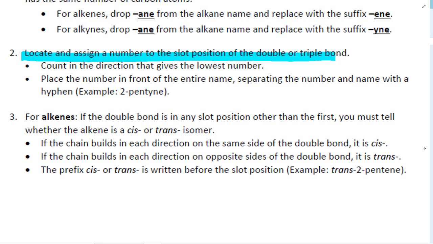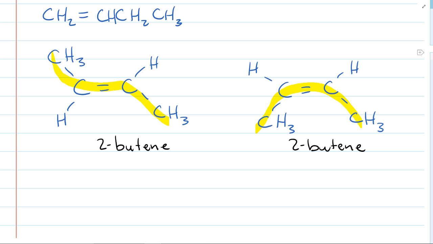So this one here, if you look at the double bond, are they on the same side or on opposite sides? They're on opposite sides. This makes this a trans isomer. So we would call this first one trans 2-butene. And here they're on the same side, so this is going to make this cis 2-butene.